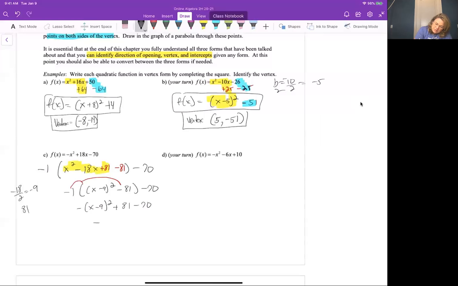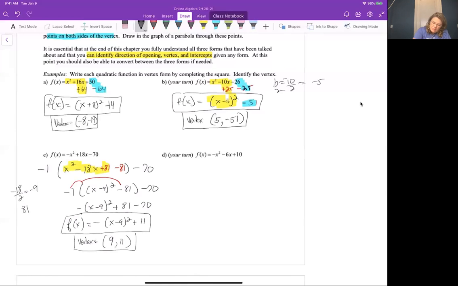And then I have one more step. Okay, so this is the function in vertex form. That's part of the question. And then I have to identify the vertex. So the vertex is equal to, well, it's 9 because I have -9, and 11.